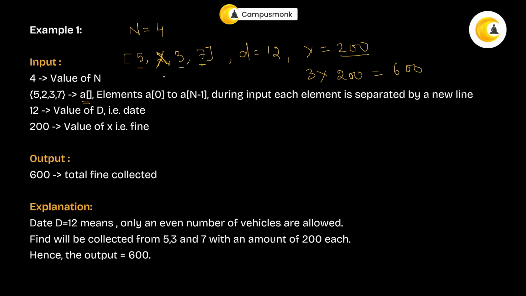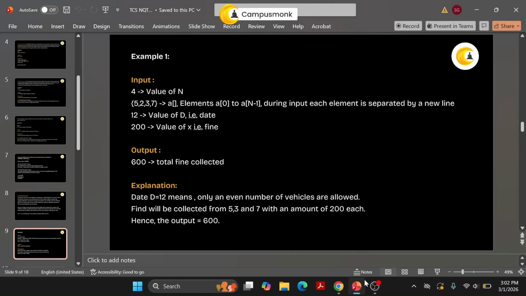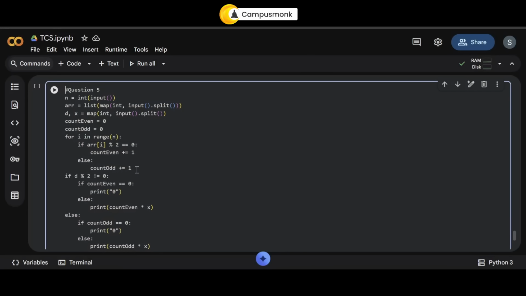So very simple, you have to just iterate and figure out if the mod of 2 is equal to 0 or not, and you have to check if the date is even or odd. If we do these two things, we'll be able to calculate it. All right, so now let's look into the code.